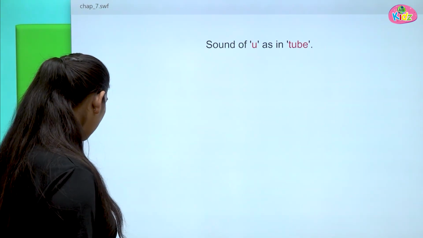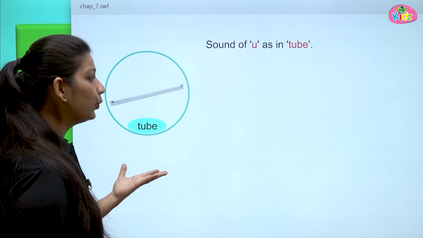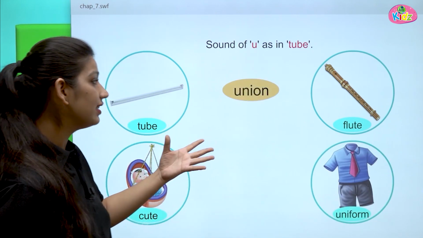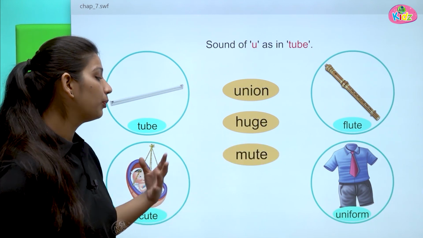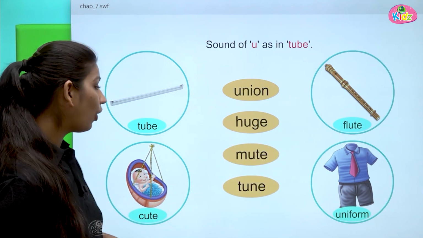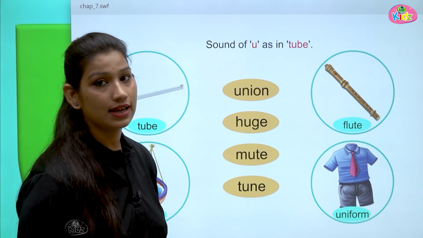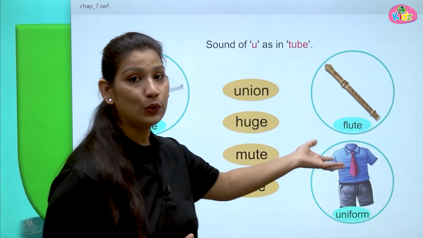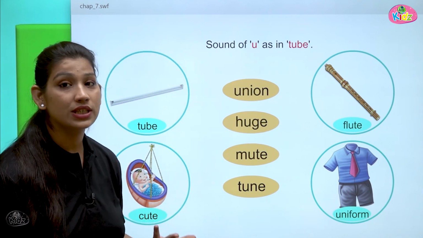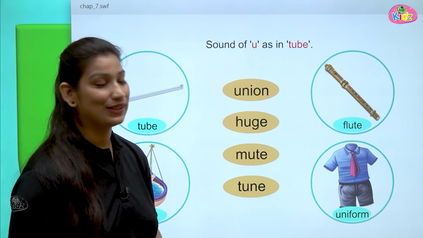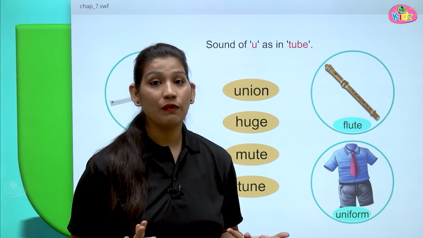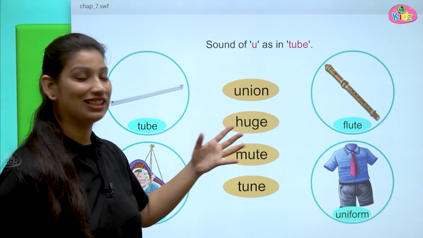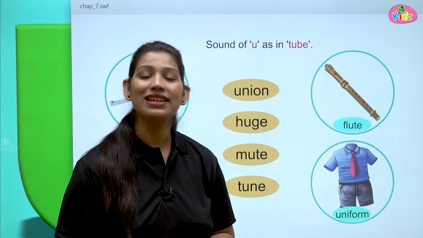Let's move forward, students, and read other words such as tube, flute, cute, uniform, and union, huge, mute, tune. All these are also words with the long u sound. This is tube, which gives us light. Flute, this is a musical instrument. Next is cute. Uniform, which you wear for your school, and which various other people who do special jobs wear. Union, huge, mute, and tune.